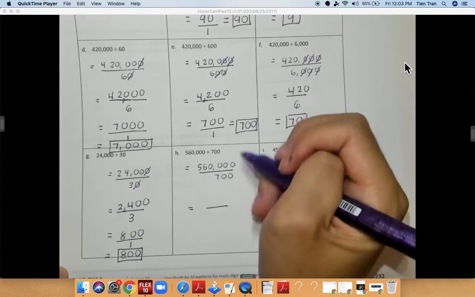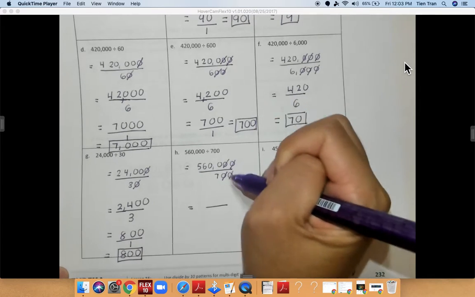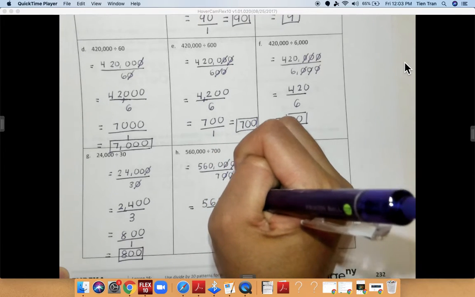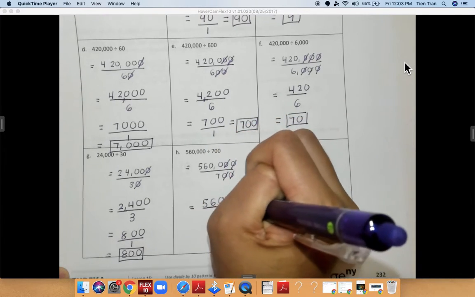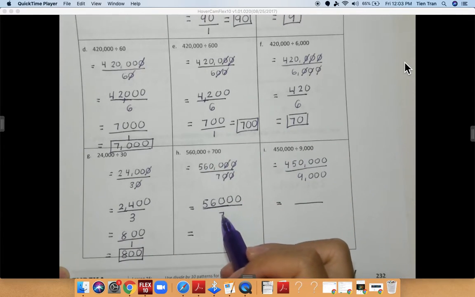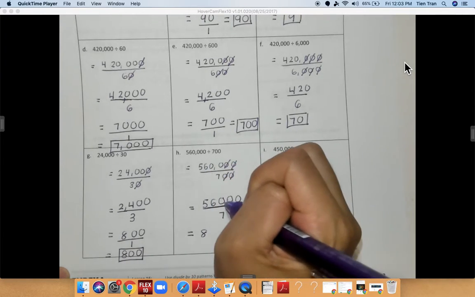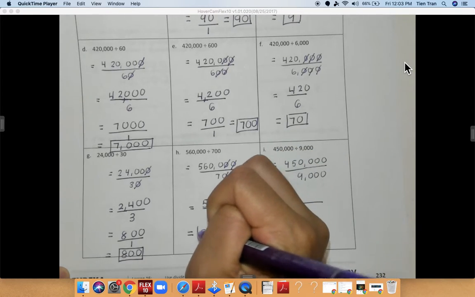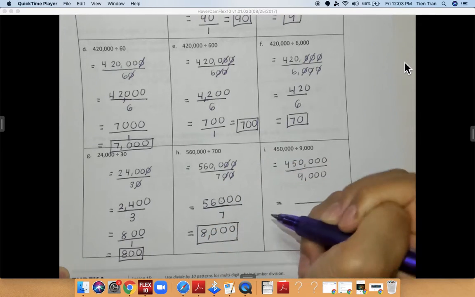Okay. Over here, I can cross off 2 zeros on the bottom and 2 zeros at the top. So I have 5,600, and on the bottom, I have a 7. So I have 56 divided by 7, which is equal to 8. And I have 3 zeros. 1, 2, 3. So my final answer is 8,000.